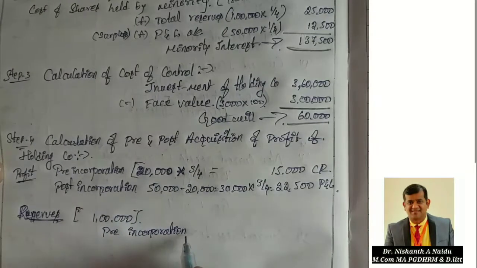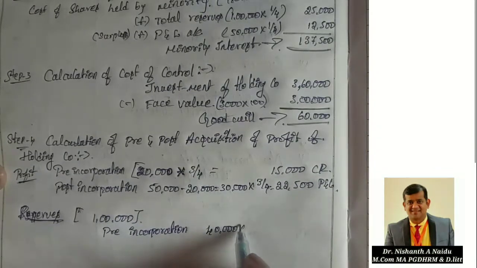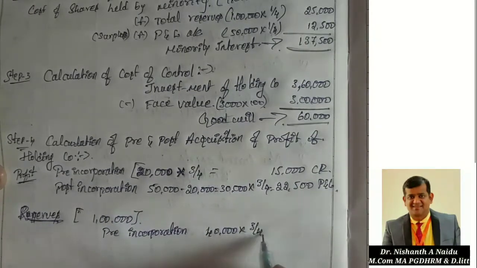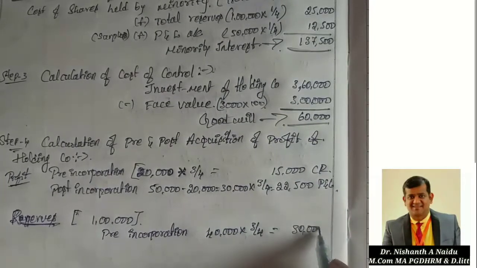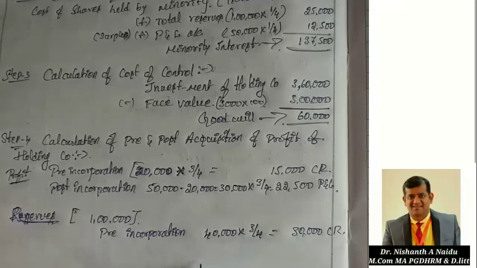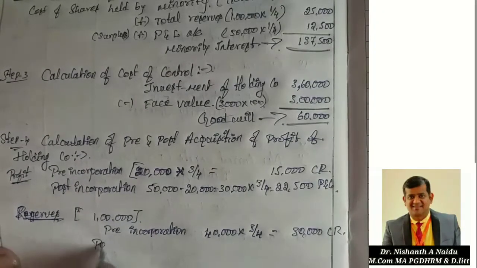That is in the adjustment he said. 40,000, right? So 40,000 into 3 by 4 directly. So that comes to 30,000. This you need to transfer to CR account, capital reserve account, okay. So then post incorporation.